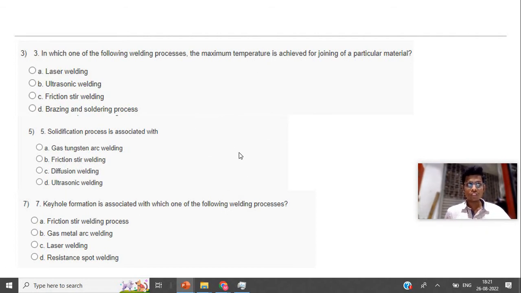With the help of this, we can join thicker materials compared to submerged arc, gas metal arc welding process, or GTAW. In laser welding, because of this keyhole formation, a high penetration weld will be formed. Because of that, thicker materials can be joined.